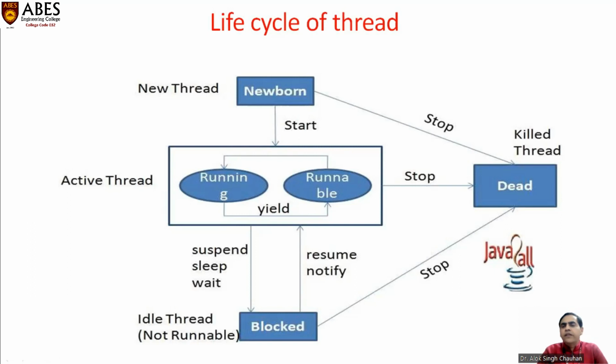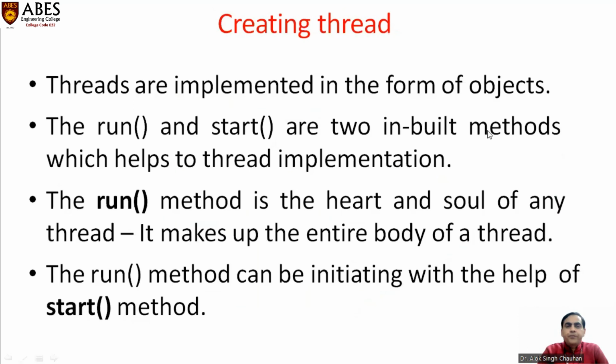There are two types of death here: natural death and premature death. If a thread has completed its task and then goes to the dead state, that is known as natural death. But if in between we get an exception, or we want to forcefully stop a thread using the stop method, then it is known as premature death. In the dead state, the thread cannot be reactivated. It is simply permanently terminated. So this is the whole life cycle of a thread.